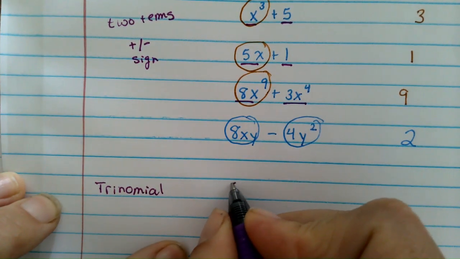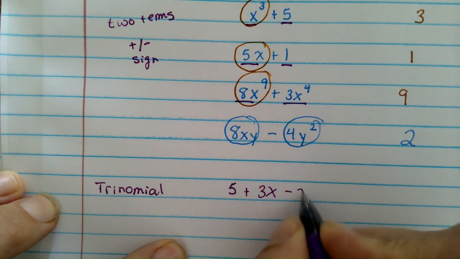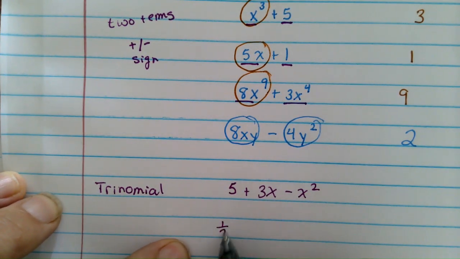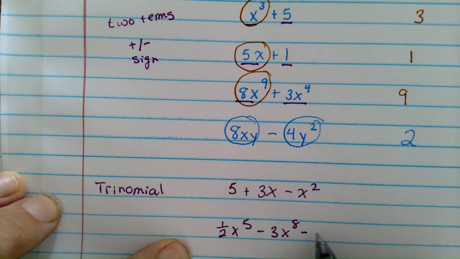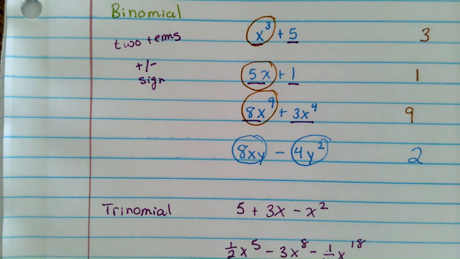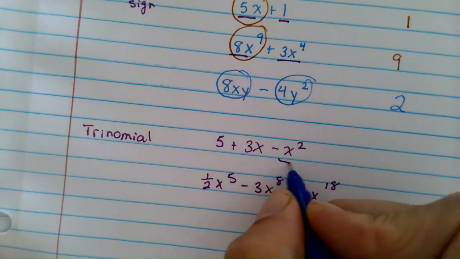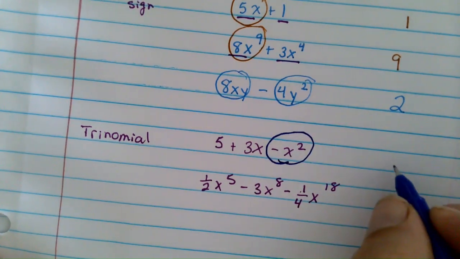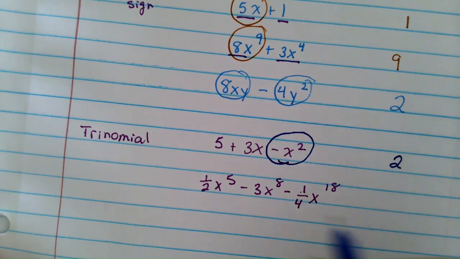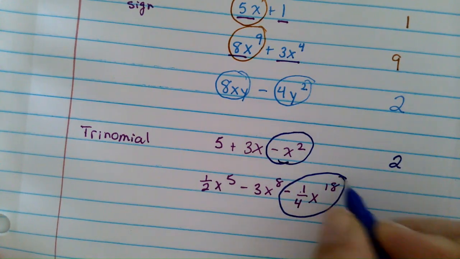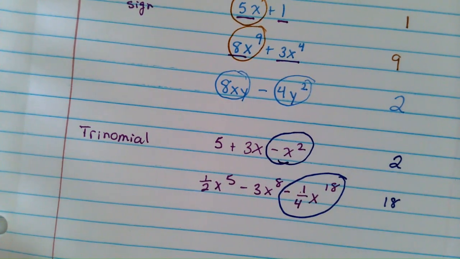So let's say 5 plus 3x minus x squared, 1/2 x to the 5th minus 3x to the 8th minus 1/4 x to the 18th. Okay? And with both of those, I put the term that had the most power, or the highest degree, at the end. Why? Just to switch it up. So here, this term has the highest degree, so it would be a degree of 2. This term has a degree of 18, so we would say the degree is 18.